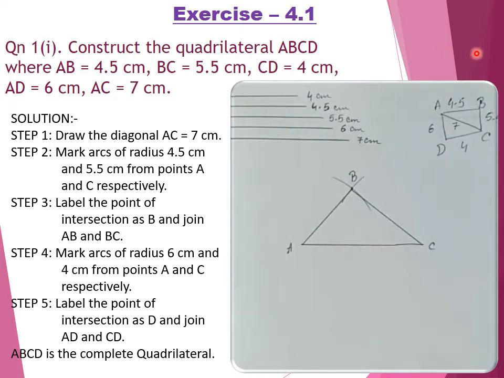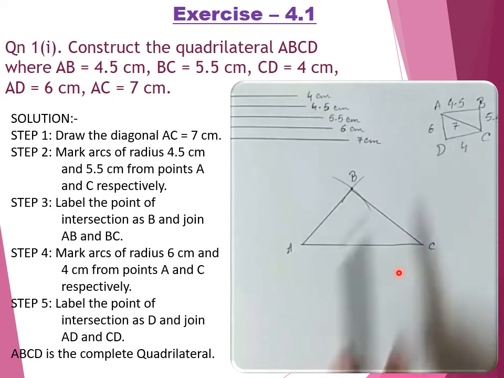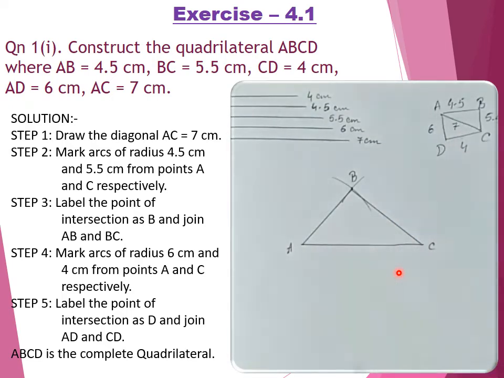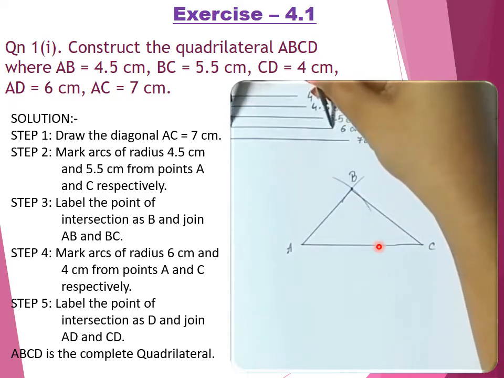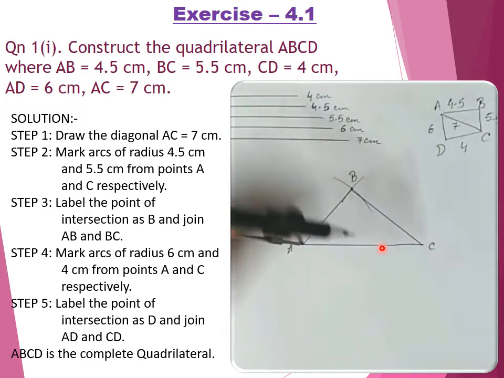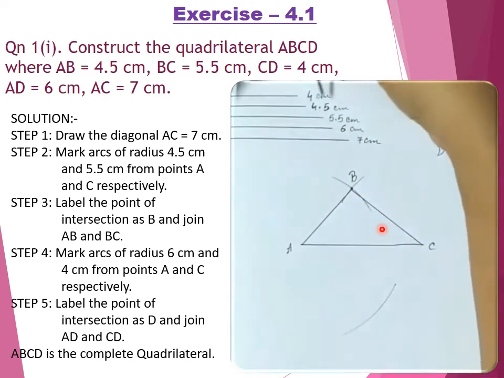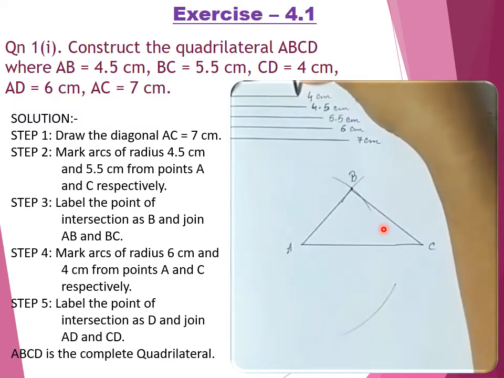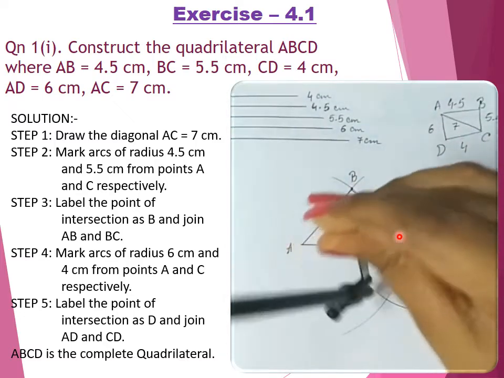Now the next step, we have to draw the other two sides of the quadrilateral. Again we can see that the lengths of AD and CD are given. The length of AD is 6 cm. So again we will take an arc length of 6 cm and draw an arc from point A like so. And again take an arc length of 4 cm for CD, and at point C, we will draw an arc as such.